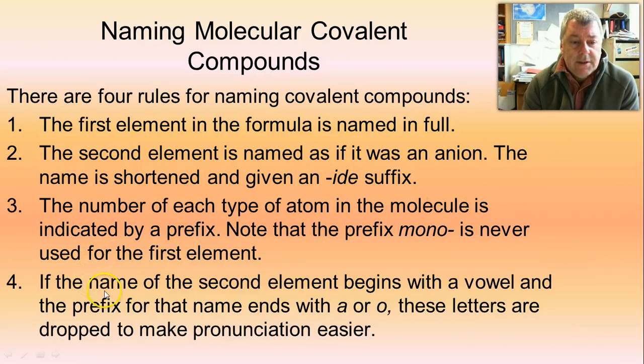Now, this is a little tricky one, but it really makes sense once you have a bit of practice at it. If the name of the second element begins with a vowel, A, E, I, O, U, and the prefix of that name ends in an A or an O, and there's only a couple of those, these letters are dropped to make pronunciation easier. So I just use the example carbon monoxide instead of mono-oxide. It just makes it a bit more sensible.